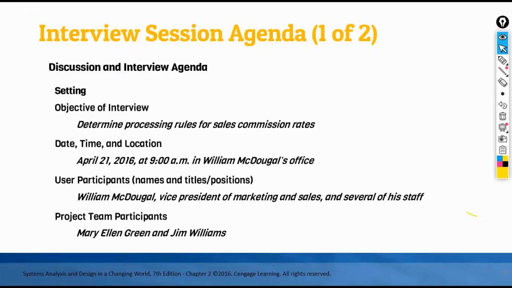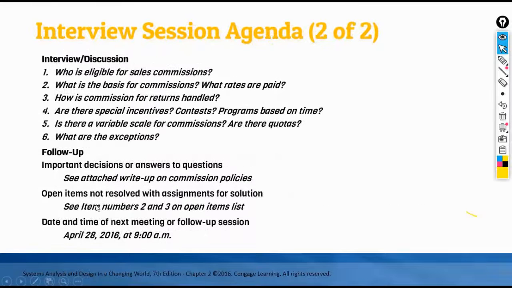The following is an example of an agenda for an interview session. Obviously, you do not need to conform exactly to a particular agenda. This is for the setting, then the interview or discussion questions, and then how you follow up your interview with the stakeholders.